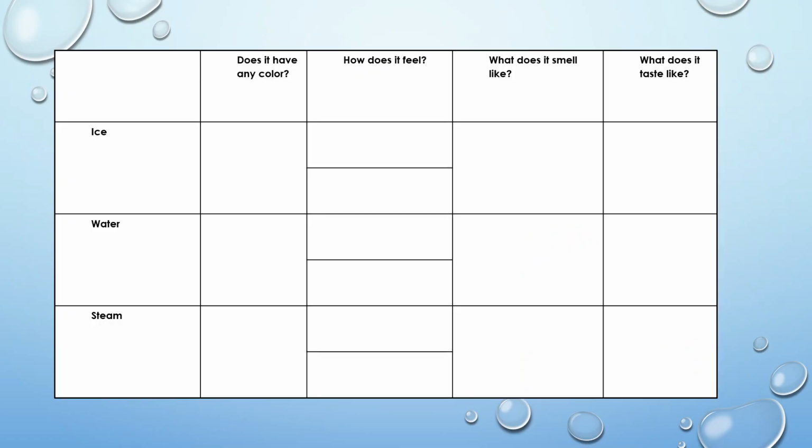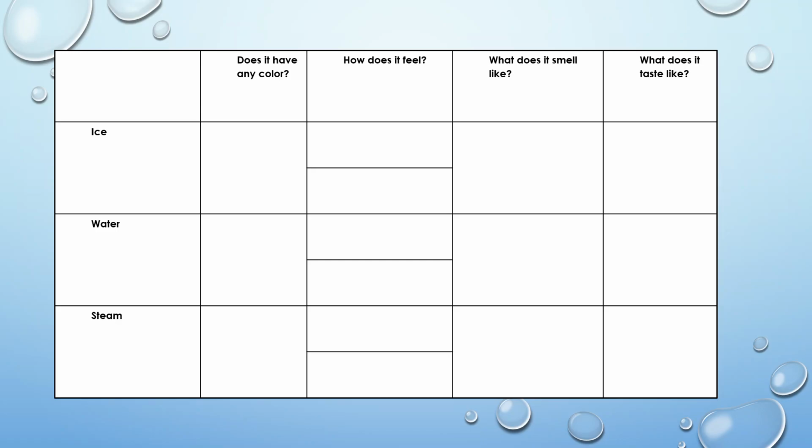Okay, this is just to wrap up the lesson. This worksheet is the one that you are going to work on to do the experiment, the project. Here you have to complete the chart by getting a little bit of ice, a little bit of water, and a little bit of steam. Please do this with an adult, because steam is very hot.